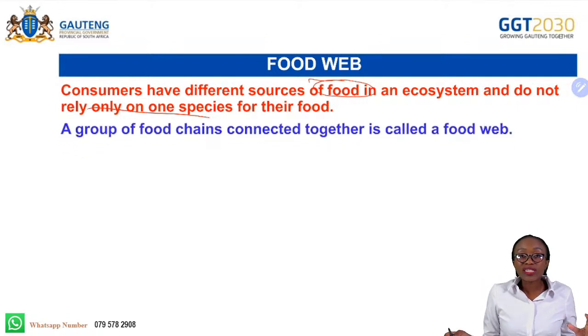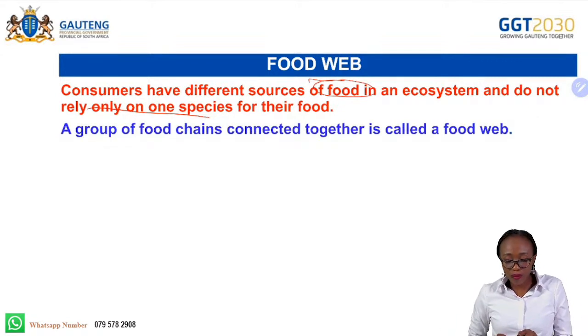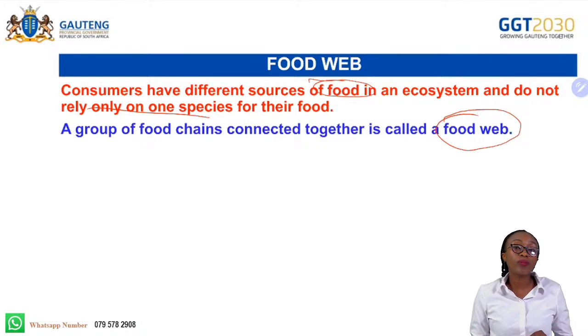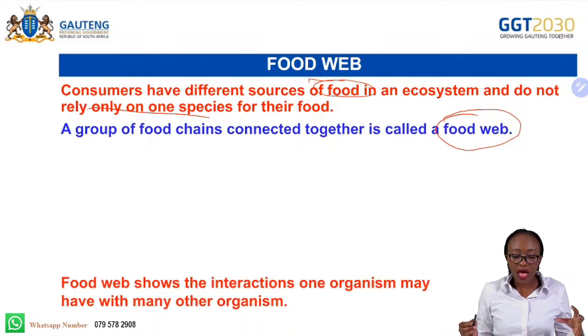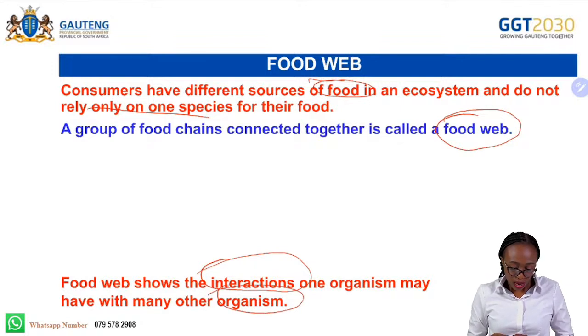Now, when we take a lot of food chains and we group them up and we connect them, we come up with what is called a food web. So what does the food web show? What does it represent? The food web shows the interactions one organism may have with many other organisms.